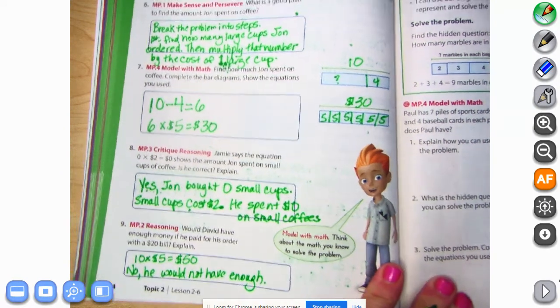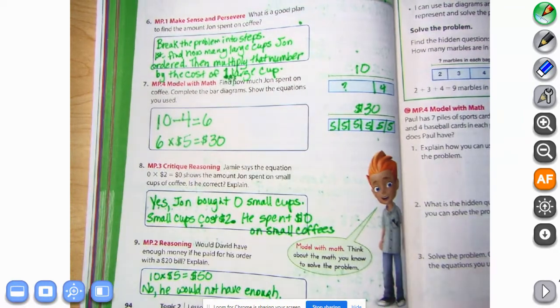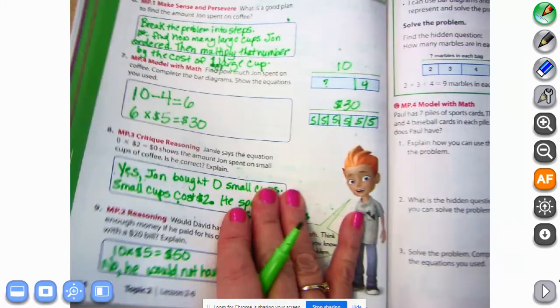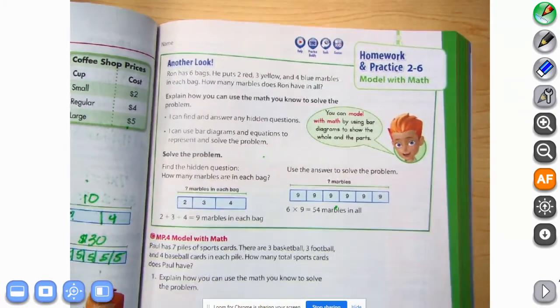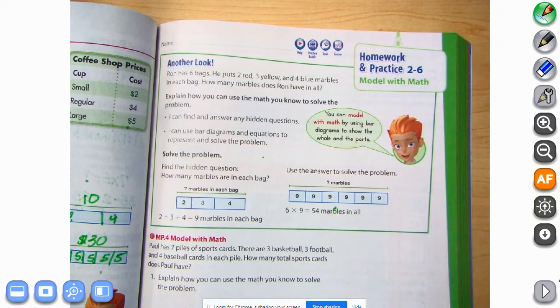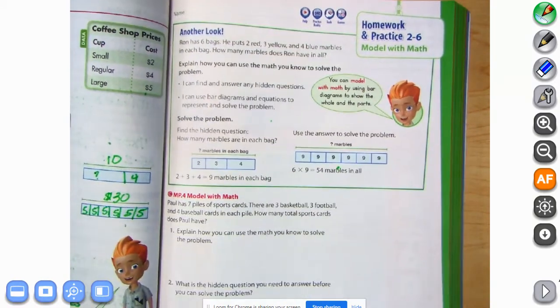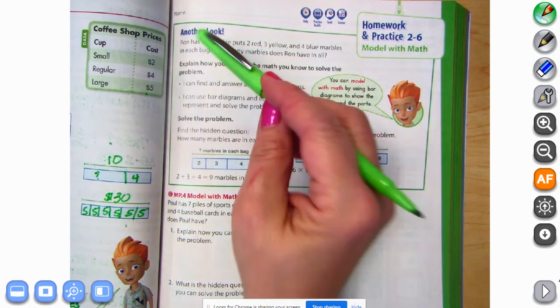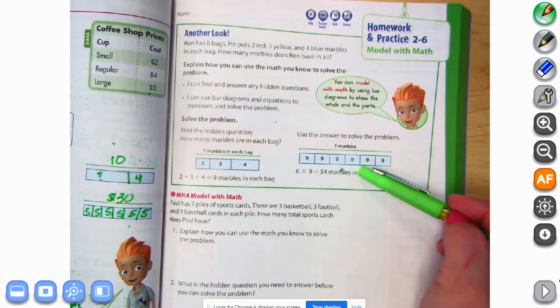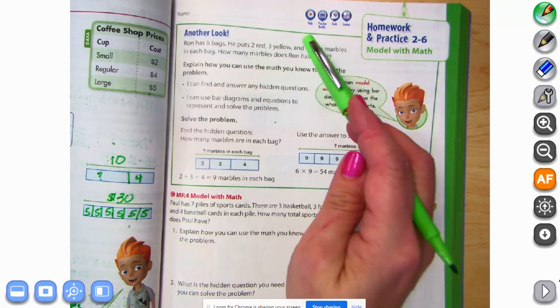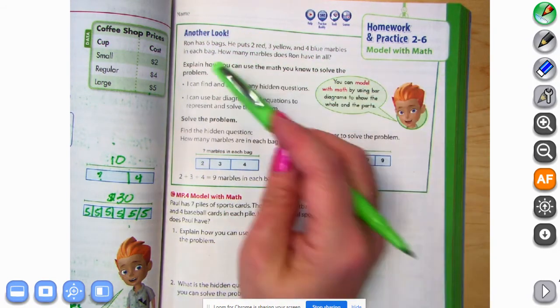All right. Make sure you have everything written down on your paper. And if you need to, go back so that you make sure you have everything written down on both sides. And you're going to do your homework today, and we're going to correct it tomorrow on lesson 2.6. So let's go over it real quick. At the top, it's just going over the steps again. John has 6 bags. He puts 2 red, 3 yellow, and 4 blue marbles in each bag.